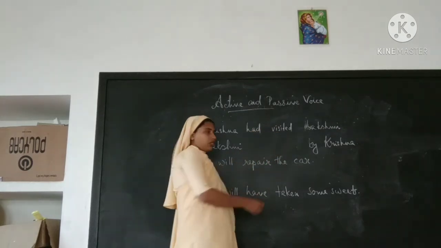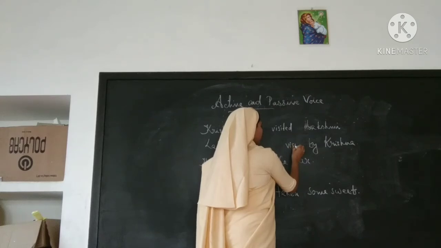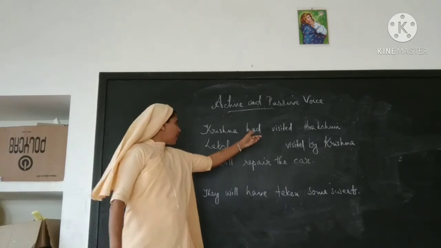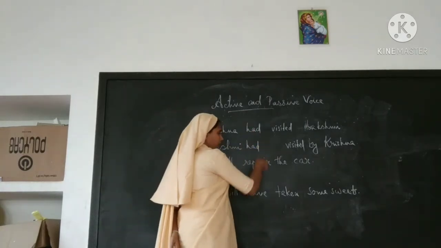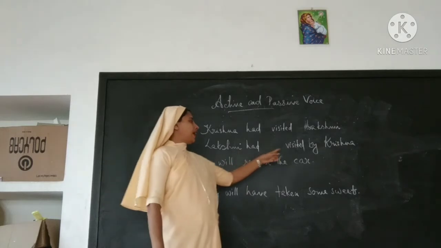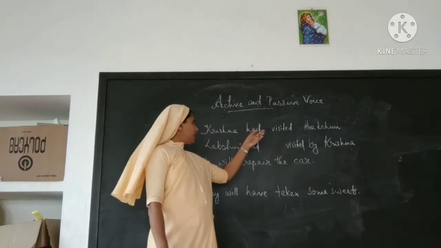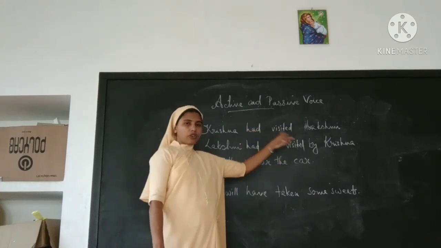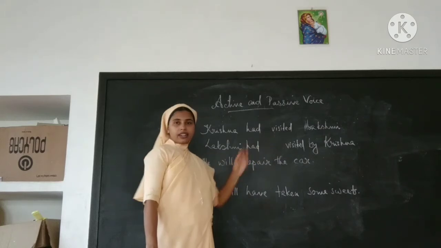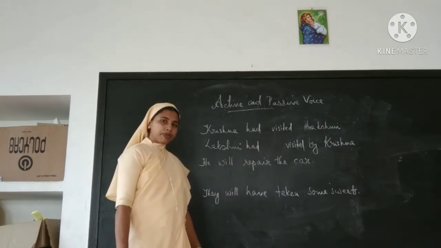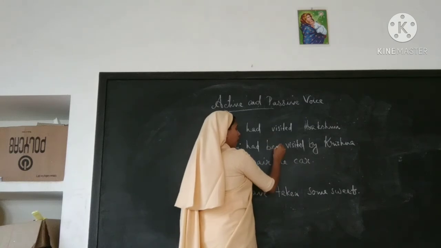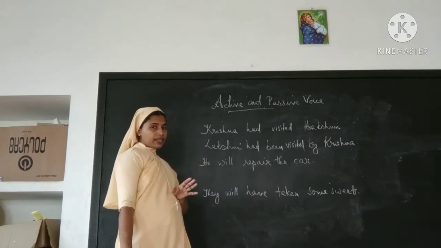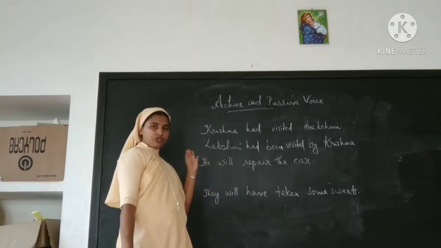So we'll take the same for visited. Lakshmi, and what is the auxiliary here? Had. Lakshmi had visited by Krishna. And whether it is passive voice or active voice, there is no change of verb forms here. That's why what must be added, as we have used in present perfect tense, is been. Been will be used along with had. In all the perfect tenses, been will be used with have forms.